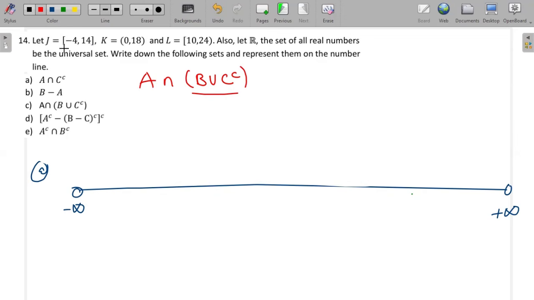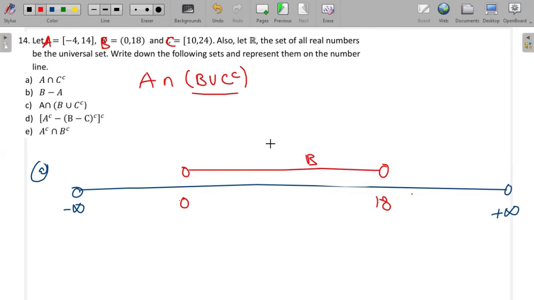Remember, we are taking this as our A, this is our B, and then this is our C. So our B is from 0 to 18, not included, not included. This is my B. What about my C?